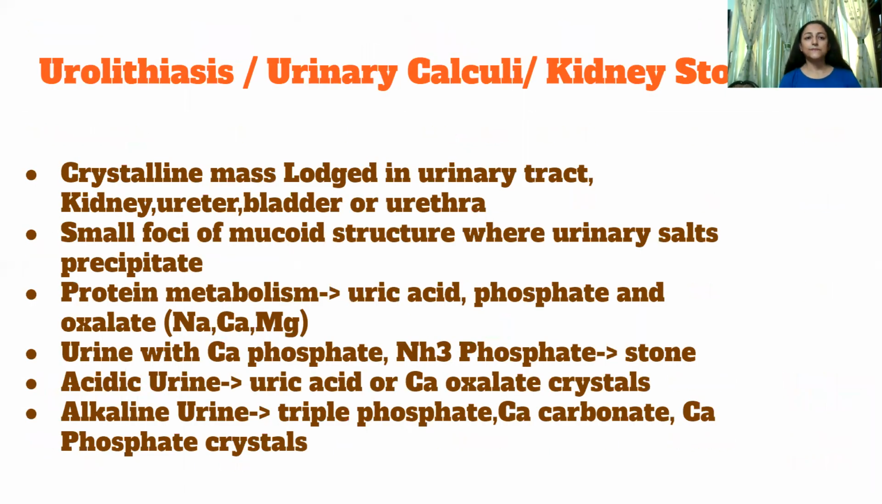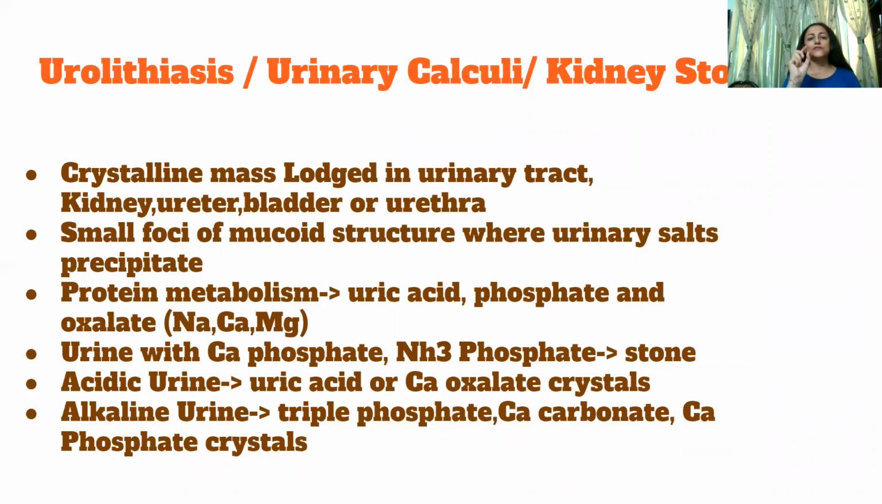Now we are coming to the last part of the kidney disorders, that is urolithiasis, urinary calculi, or the kidney stones. So they are crystalline masses which are lodged in the urinary tract. It could be in the kidney, it could be in the ureter, it could be in the bladder or urethra, any part of that urinary system. So they are the small foci of mucoid structure. It's a proteinaceous structure where small foci will be formed, where urinary salts will precipitate.